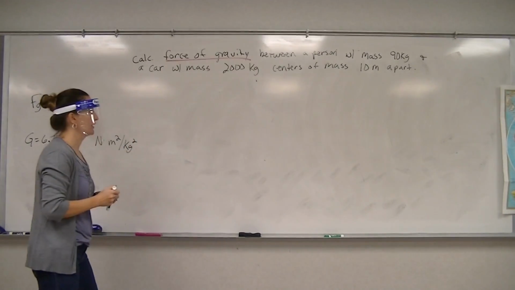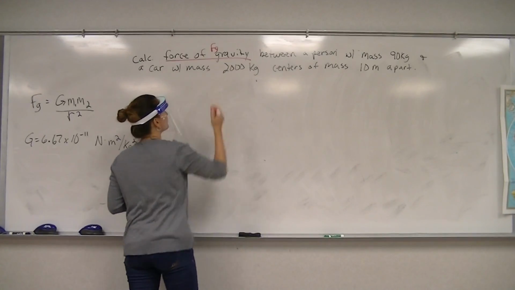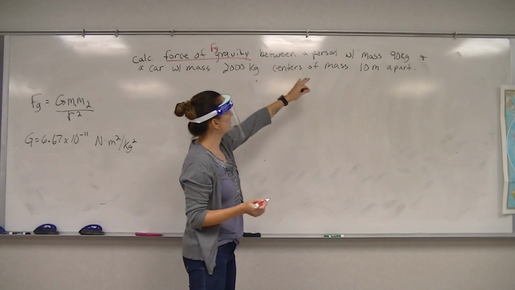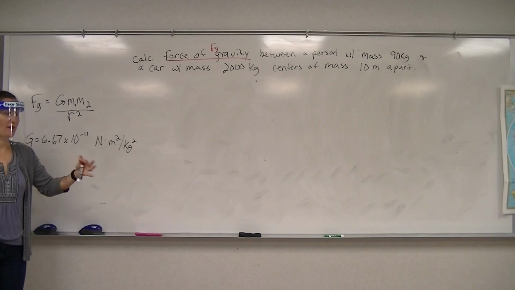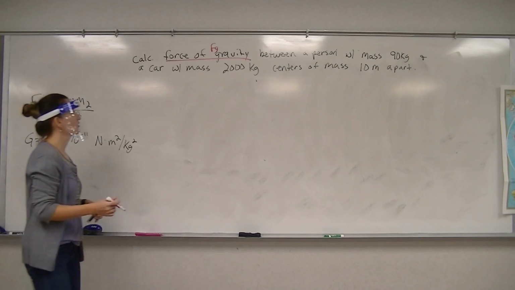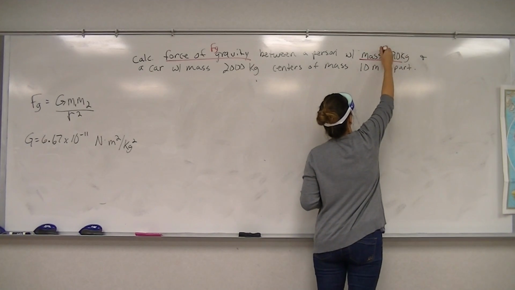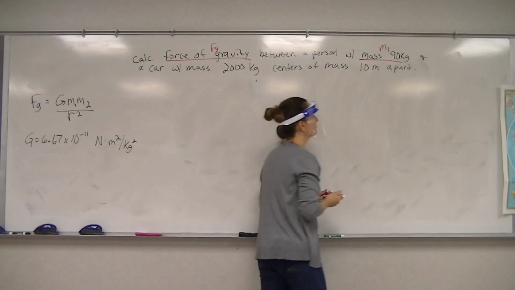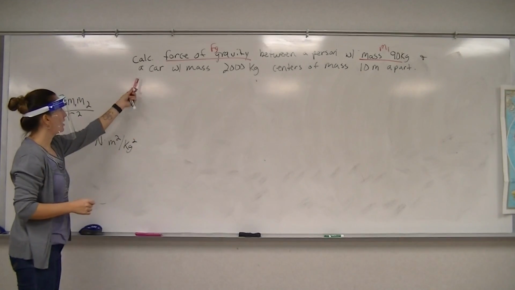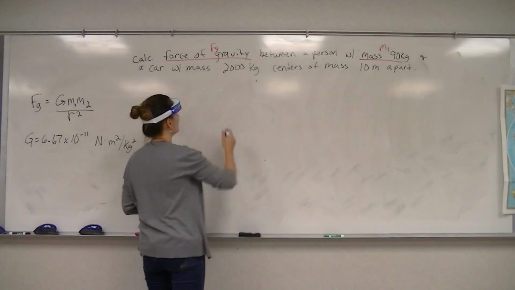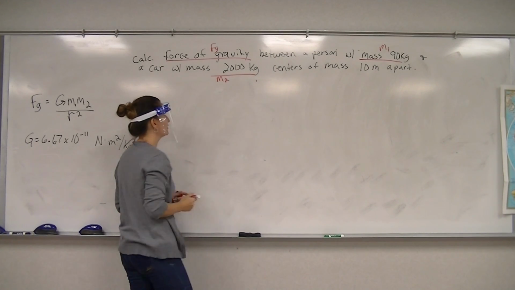Force of gravity is F of G. We got some hints already. Now it's saying between a person and a car, because I just said gravitational force was the force felt between two objects. So we have one of the objects being a person with a mass of 90, so that's going to be my M1, my first object. And then the car with a mass of 200 kilograms. So I have two masses, two objects, so I'm going to label him M2.